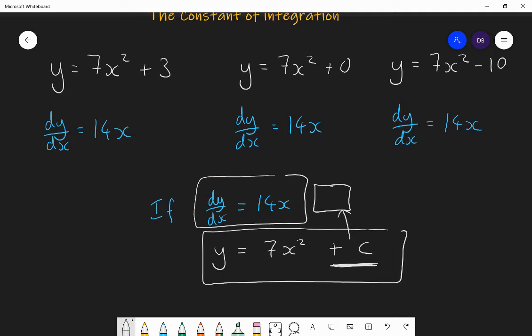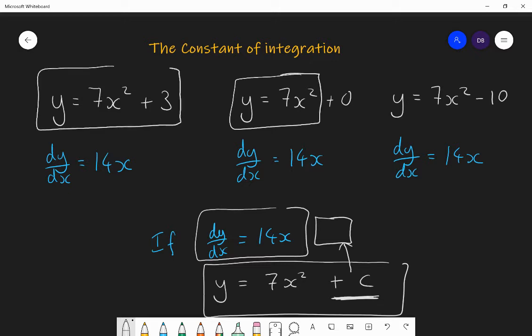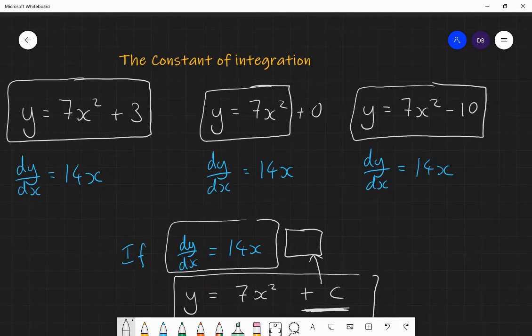The reason for that is because all these curves have the same shape. They are just translated up or down by the constant. So if we start with y equals 7x squared, the y equals 7x squared plus 3 is just the same curve, but just 3 higher. So it would have the same gradient for every x value. It would just have a different y value. And the y equals 7x squared minus 10 would just be 10 below the y equals 7x squared graph, but it would have the same gradient at each point. Okay, so when you integrate, if you don't have any other information, you must make sure you put plus c at the end.